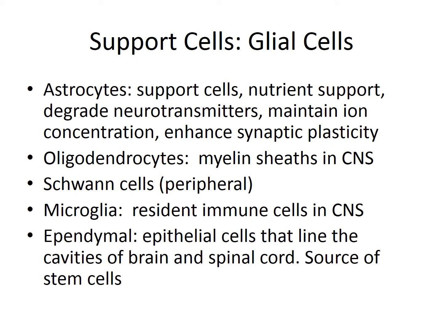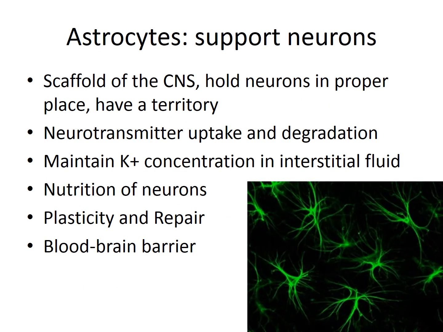Let's talk about the support cells. So again, the support cells include the astrocytes, oligodendrocytes, the Schwann cells we'll mention. These are peripheral support cells, the microglia, and the ependymal cells. So let's start with the astrocytes, and they have many, many jobs. They're called astrocytes because of the way they look. This is a picture of the fluorescent marker used to identify the astrocytes, and you can see they look like stars, and thus the word astro, so cells that look like stars.